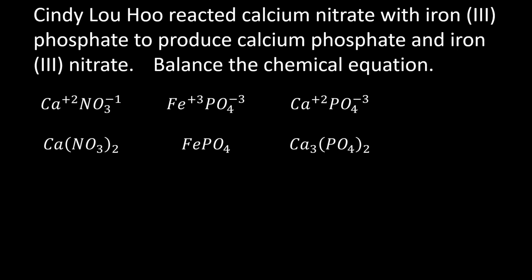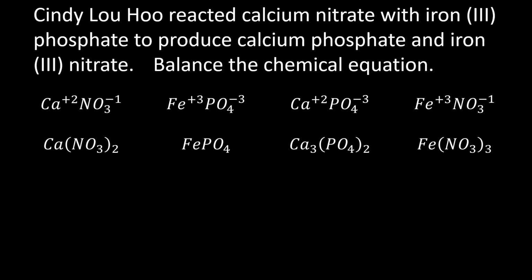The last product is iron 3 nitrate. Again, iron has a +3 charge, nitrate has a -1 charge, so when we drop and swap, we end up with 3 nitrates for every 1 iron.